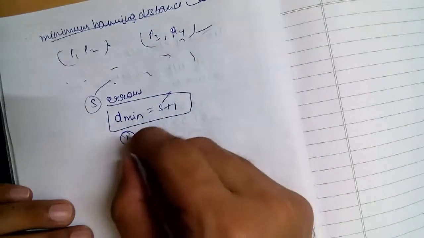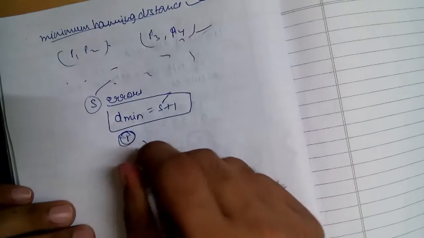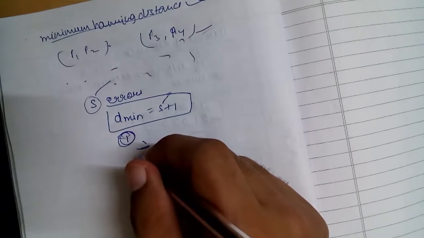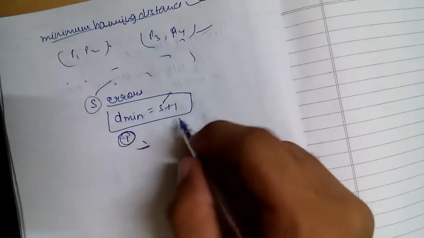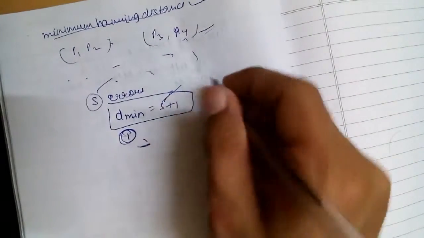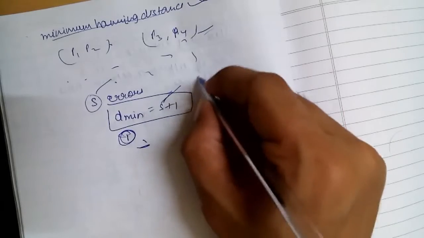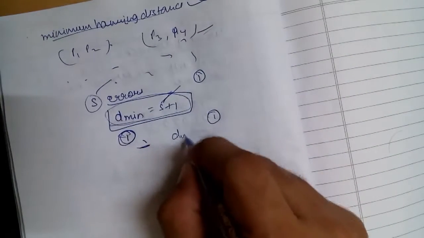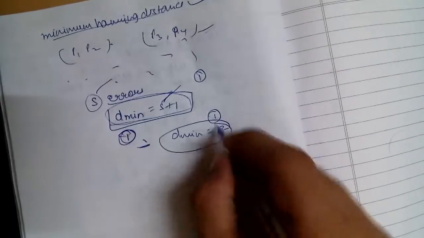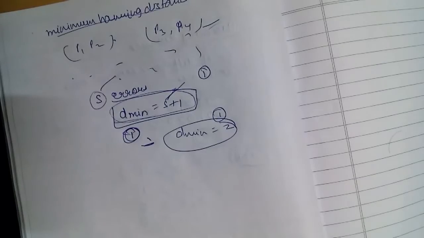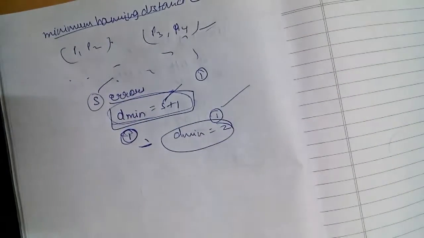So to detect S errors, as we detected how many? One error. So to detect S errors, so one error, the D minimum should be 2. The minimum should be 2. It was 1 in this, so we were able to detect single bit of error also.